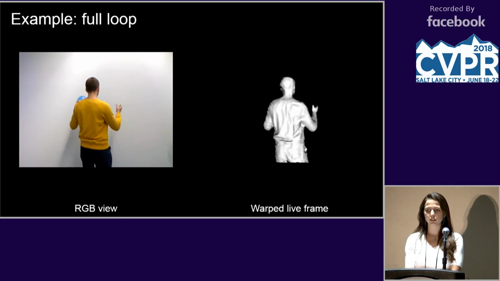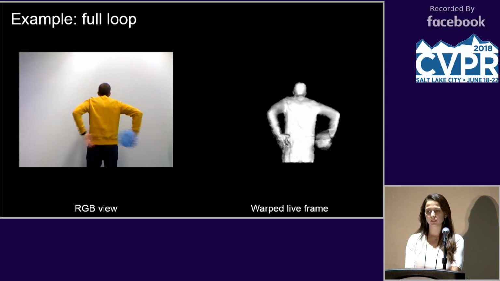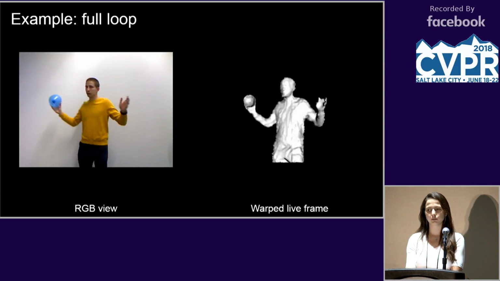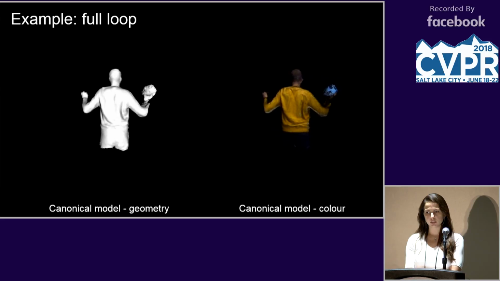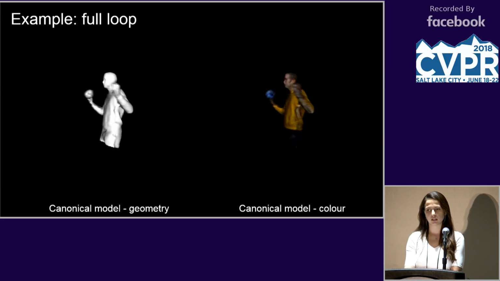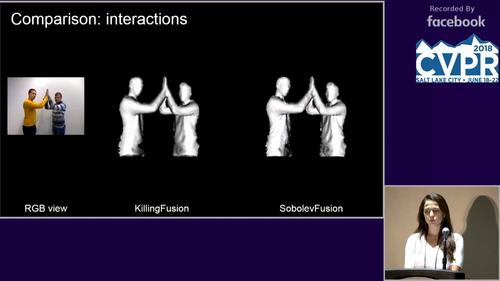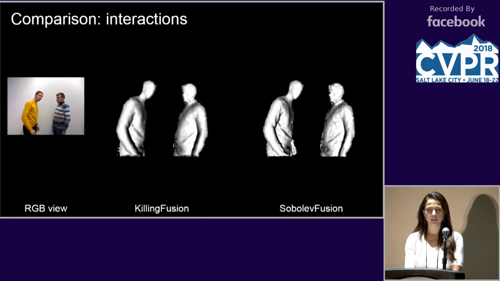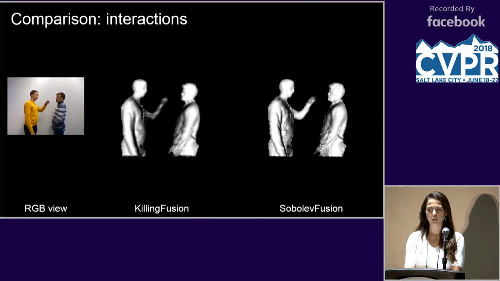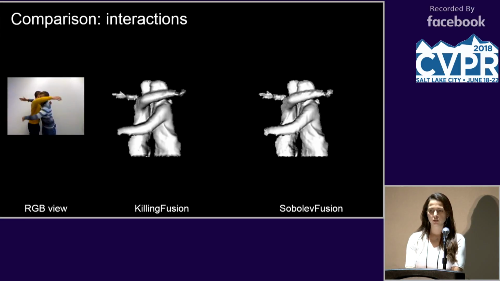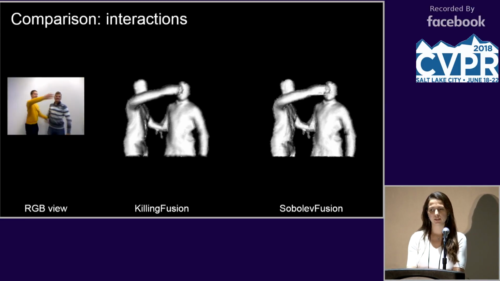We begin our results with a sequence of a person turning in a complete loop while playing with a balloon. Even in the presence of this splitting emerging geometry, we obtain a complete textured reconstruction. Next, we compare to Killing Fusion. While results are similar due to the common energy, the introduced Sobolev gradient flow reduces oversmoothing. It also better captures concavities and defines sharper edges.